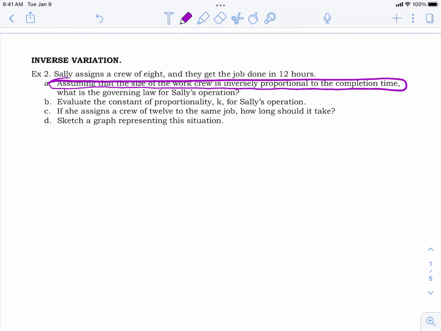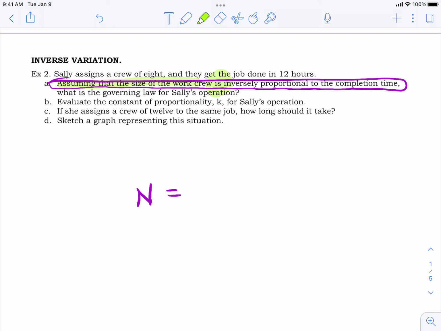The size of the work crew. You need to come up with a letter or something, a variable. How about N for how many people are working? So, size of the work crew. What I'm doing is taking the sentence that I just circled and turning it into an equation. The size of the work crew is, well, that means equals.